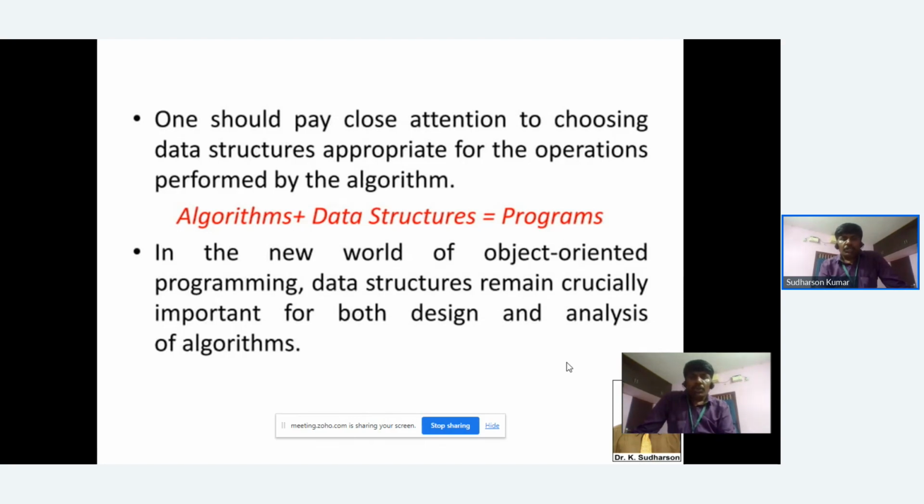So you know what object-oriented programming is, and what data structures are. You already have some idea about data structures, because you studied them in semester 1, and you know what object-oriented programming is. When you mix algorithm plus data structure, it becomes a good program. So you have to analyze both the design as well as the algorithm. It is very important, for both design and analysis of algorithms, while writing a program.